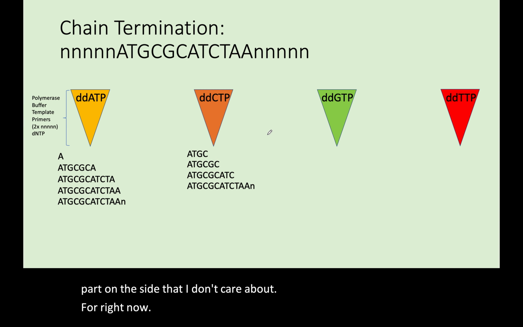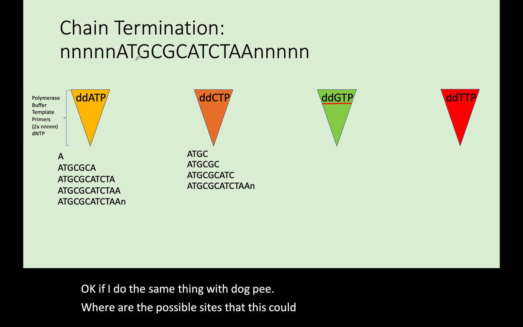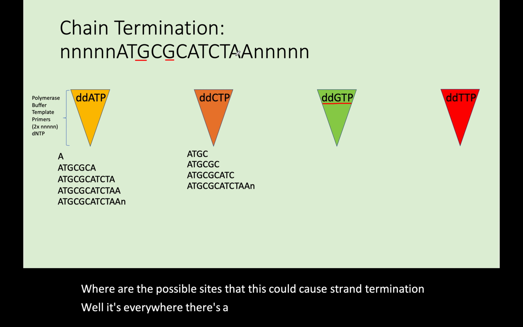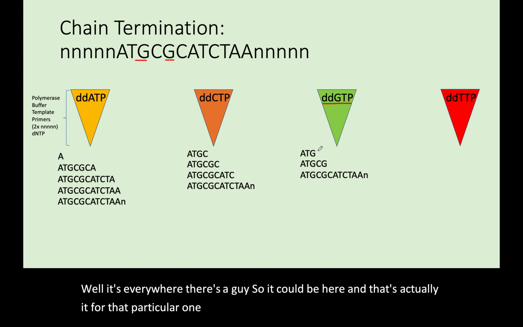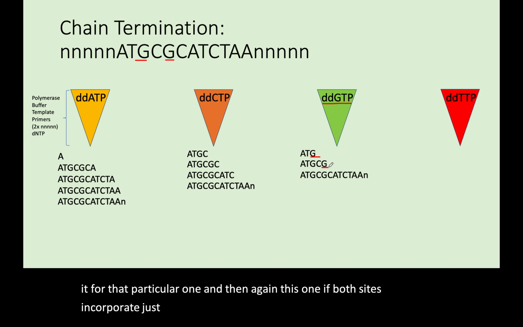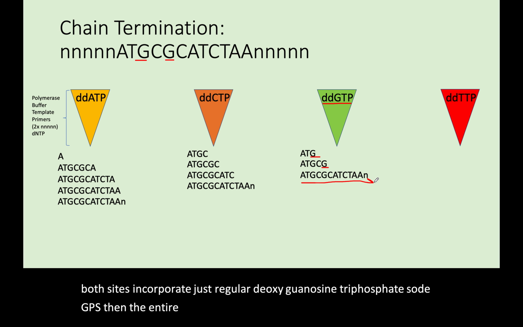Okay, if I do the same thing with ddGTP, where are the possible sites that this could cause strand termination? Well, it's everywhere there's a G, so it could be here, and that's actually it for that particular one. And if both sites incorporate just regular deoxyguanosine triphosphate, so dGTPs, then the entire strand will be synthesized, and that's what this N represents.